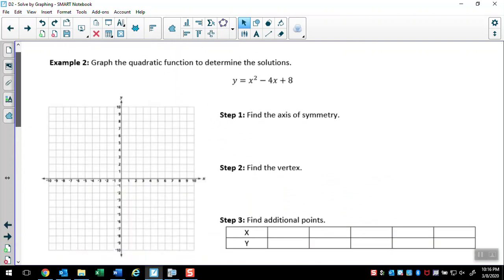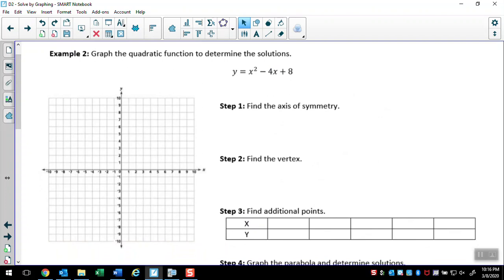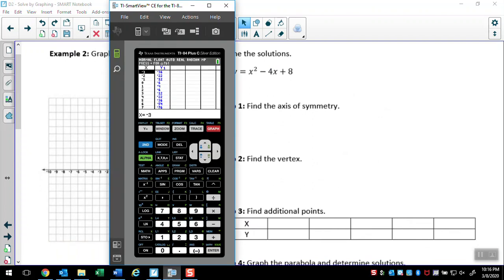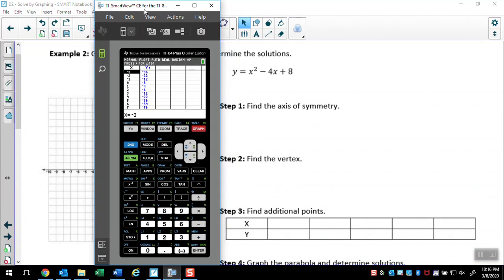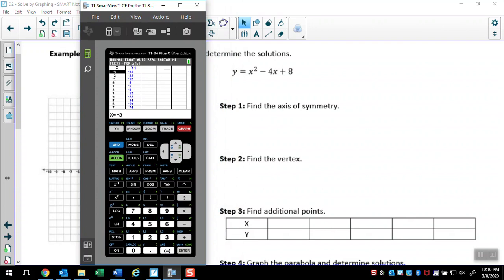Example 2. Graph the quadratic function to determine the solution. This time we're going to graph it. We did all of this last time in Day 1.5 and even in Day 1, but we're just going to review some more of this. So let's find the axis of symmetry. We can go to our calculator for that. Remember, we utilized our calculator to gather all the information that we need. First we're going to find the vertex, and then we'll get our axis of symmetry.